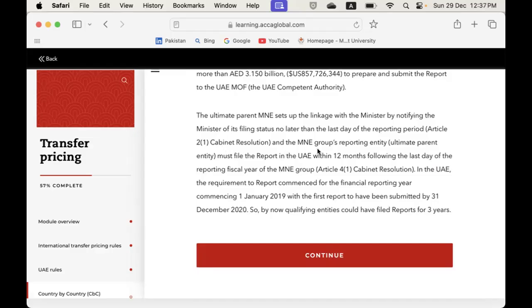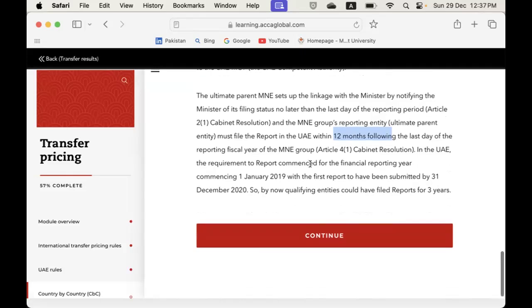And the MNE Group's reporting entity, the ultimate parent entity, must file the report in the UAE within 12 months. This is a key point for us to remember. This is the time limit allowed. So the CBCR report must be filed within 12 months following the last day of the reporting fiscal year of the MNE group. So we have to find out what is the MNE group's fiscal year, and then we have 1 year to file the CBCR, country by country reporting pertaining to that.